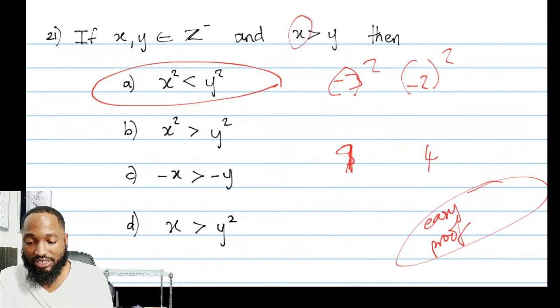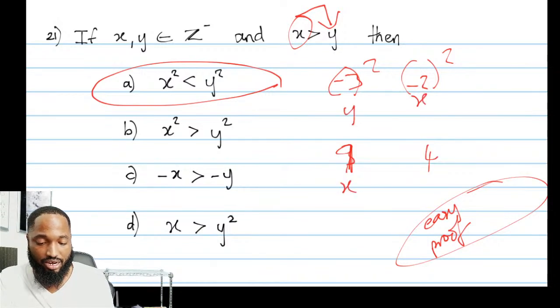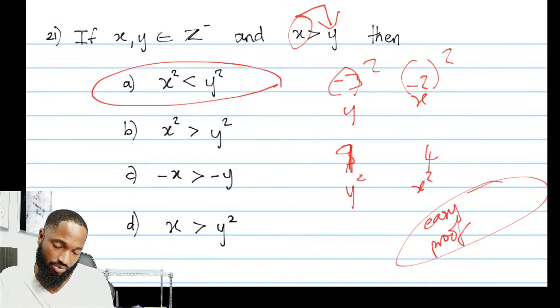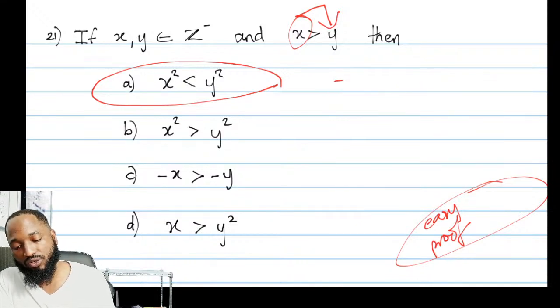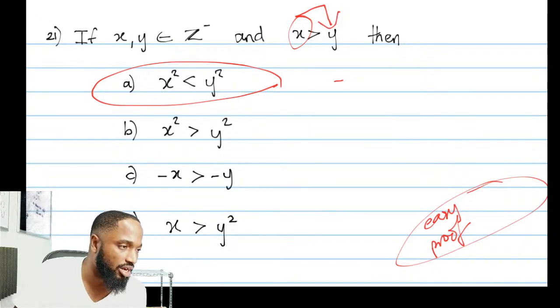So if x started off higher than y, then x squared is going to end up lower now. You're going to lose order. You understand what I'm saying? Say in the chat if you understand. Along with me.